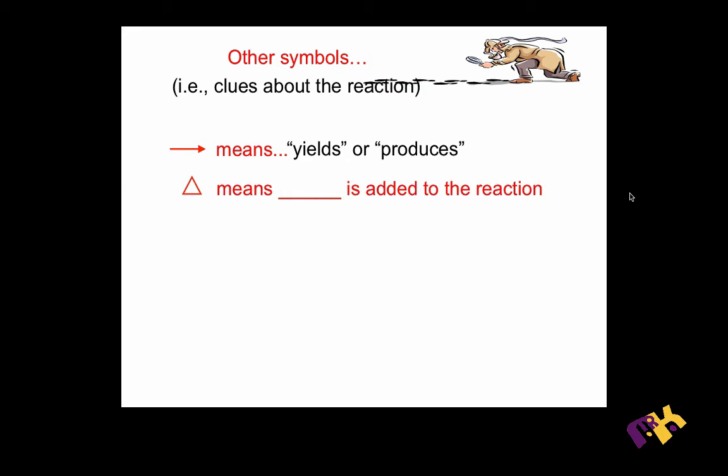The triangle, or delta, is going to mean that energy or heat has been added to the reaction. So to represent that, if we take magnesium carbonate and decompose it into magnesium oxide and carbon dioxide, how does that happen? That happens through the addition of heat energy. We have to heat this thing up to decompose it.